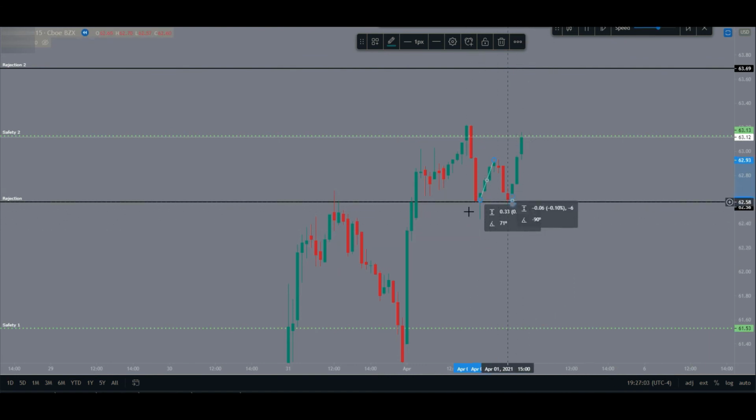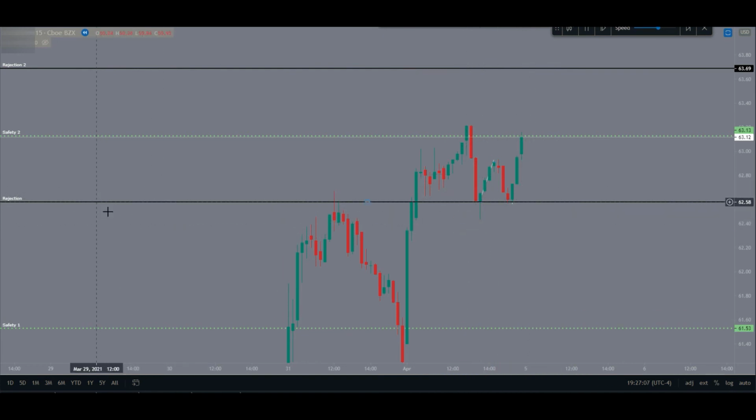You'd have to use the trader's mindset to make this trade. But these lines can really help you make those decisions, in conjunction with your technical indicators as well.